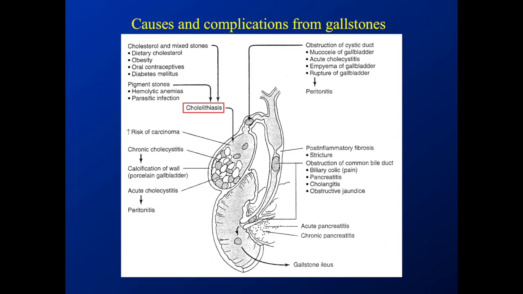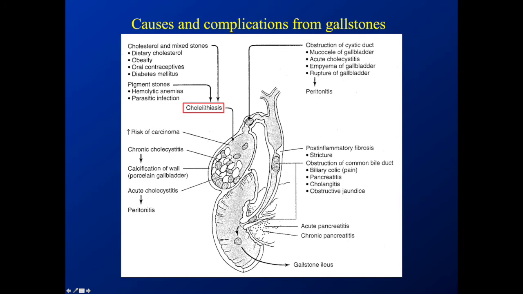This table summarizes some of the things that can happen from gallstones. So a buildup of cholelithiasis can cause calcification of the gallbladder, leading to inflammation, and actually the inflammation of the wall can create fistulae, and the gallbladder can leak, giving you peritonitis. This can also occur if the duct leaving the gallbladder is blocked. The gallbladder can rupture and cause problems with inflammation of the peritoneal cavity.